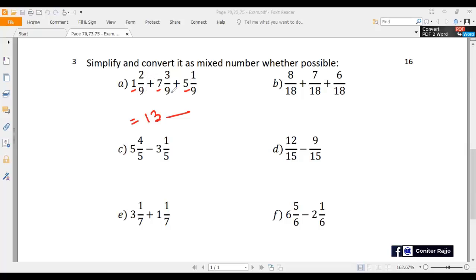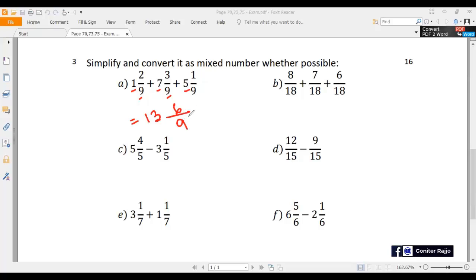Yes, 2 by 9, 3 by 9 and 1 by 9 are like fractions. That means denominators are the same. Then what will you do? We will just add the numerators. 2 plus 3, 5, 5 plus 1, that is 6. So 13 whole 6 by 9 will be the answer.